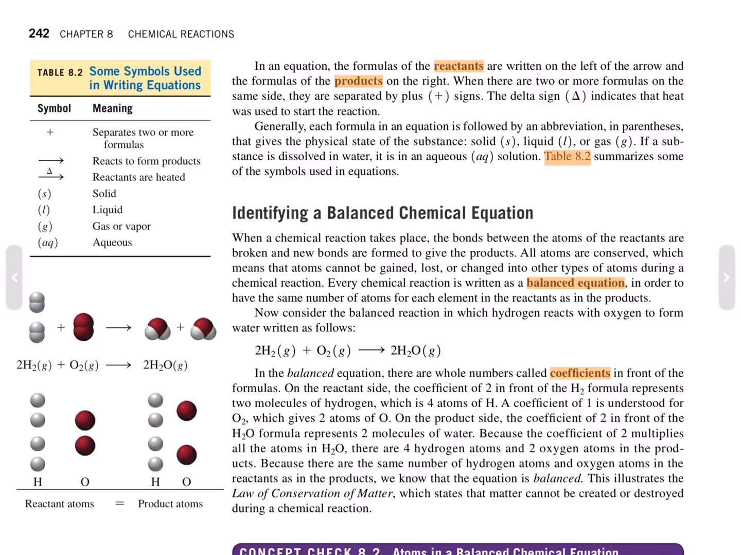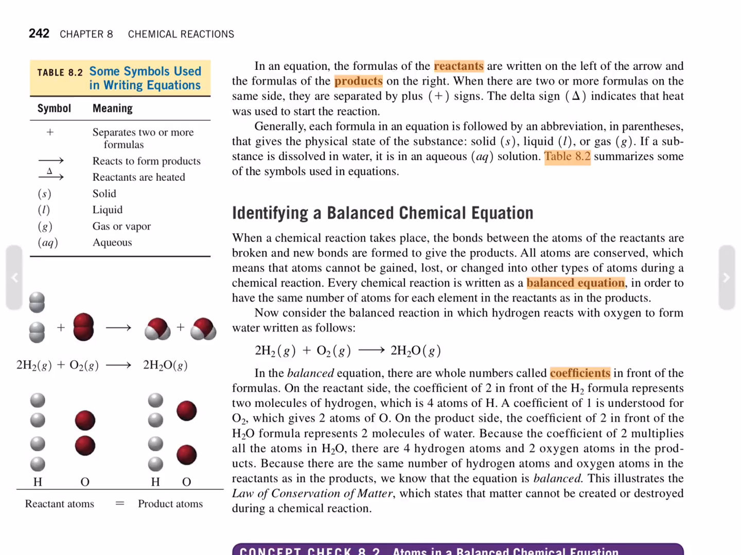Identifying a balanced chemical equation. When a chemical reaction takes place, the bonds between the atoms of the reactants are broken, and new bonds are formed to give the products. All atoms are conserved, which means that atoms cannot be gained, lost, or changed into other types of atoms during a chemical reaction. Every chemical reaction is written as a balanced equation, in order to have the same number of atoms for each element in the reactants as in the products.